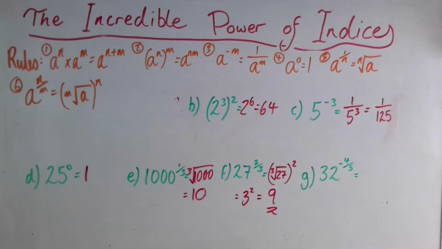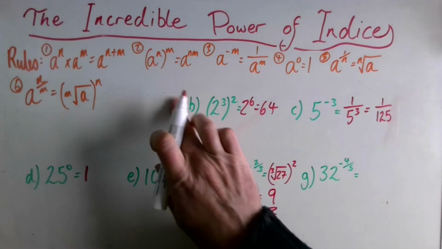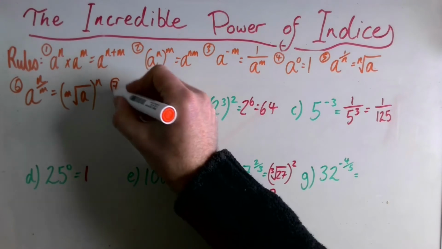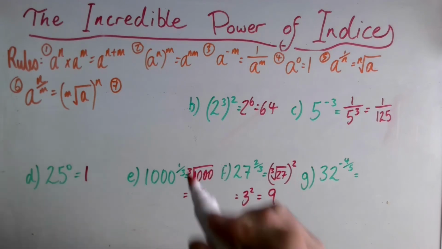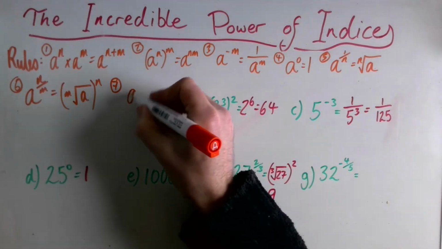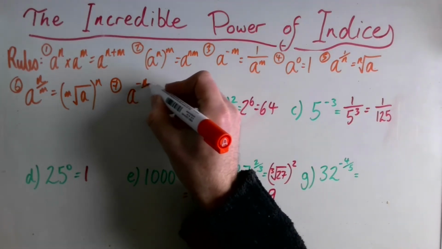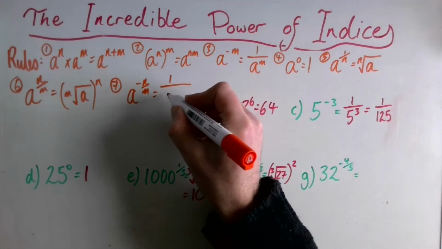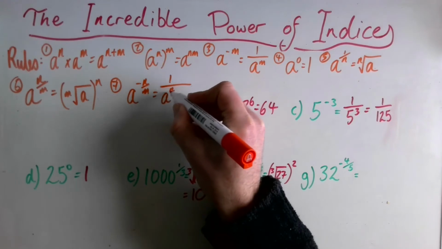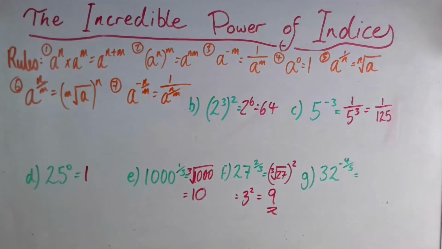And the final one, when you've got a negative fractional power, so it looks like a to the negative n over m, you simply say it's going to be 1 over a to the n over m. So you still do the same thing, you just divide 1 by it, but you make it a positive power.